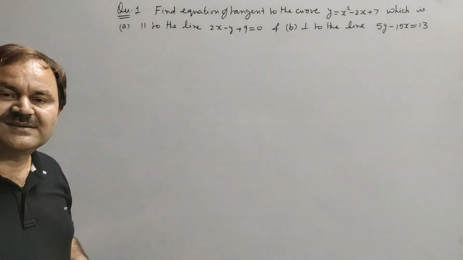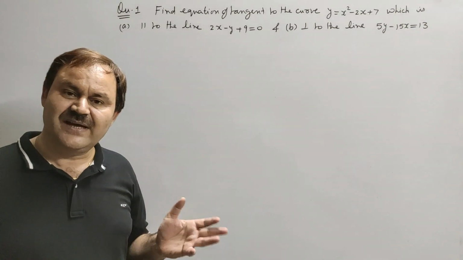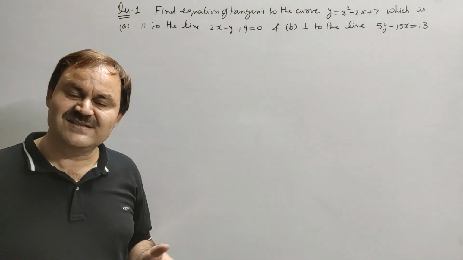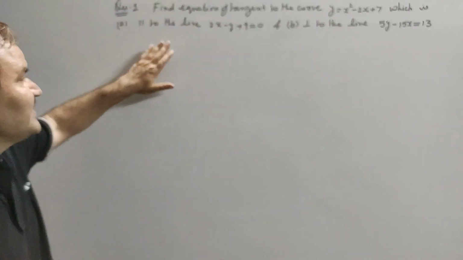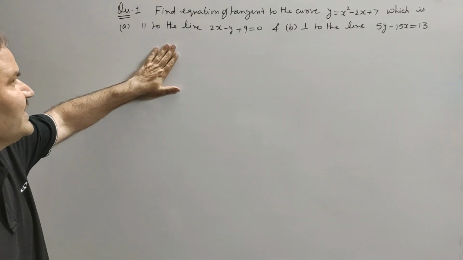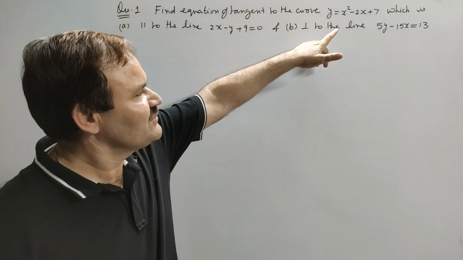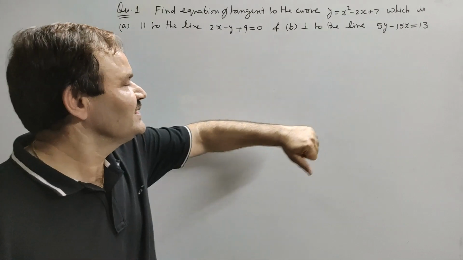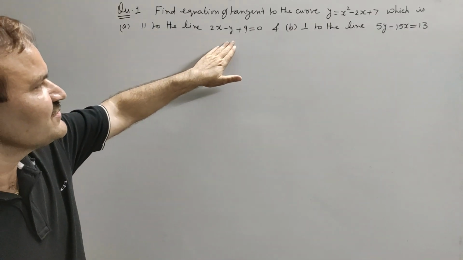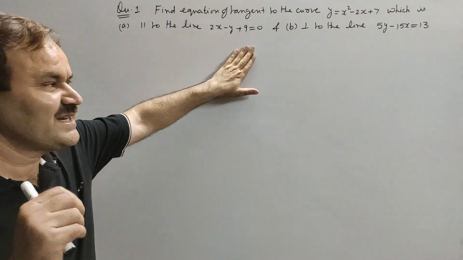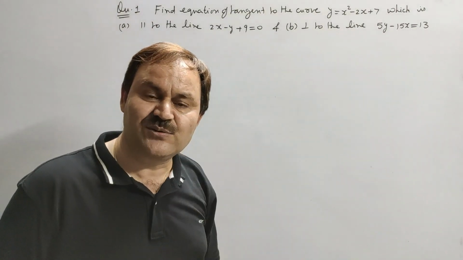Now we will understand the use of differentiation in determining slopes of tangent and normal to y versus x curve through some examples. Say the first example which we are taking is to find equation of tangent to the curve y is equal to x square minus 2x plus 7, which is first parallel to the line 2x minus y plus 9 equal to 0. Second, perpendicular to the line 5y minus 15x equal to 30.